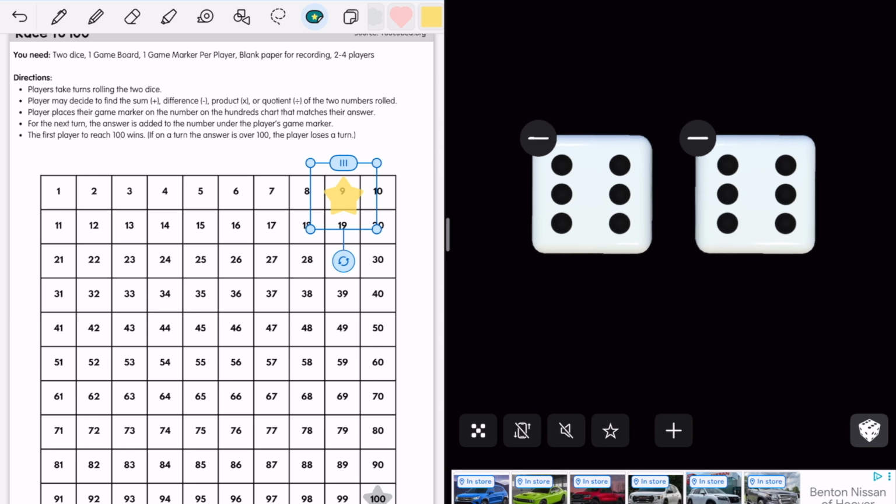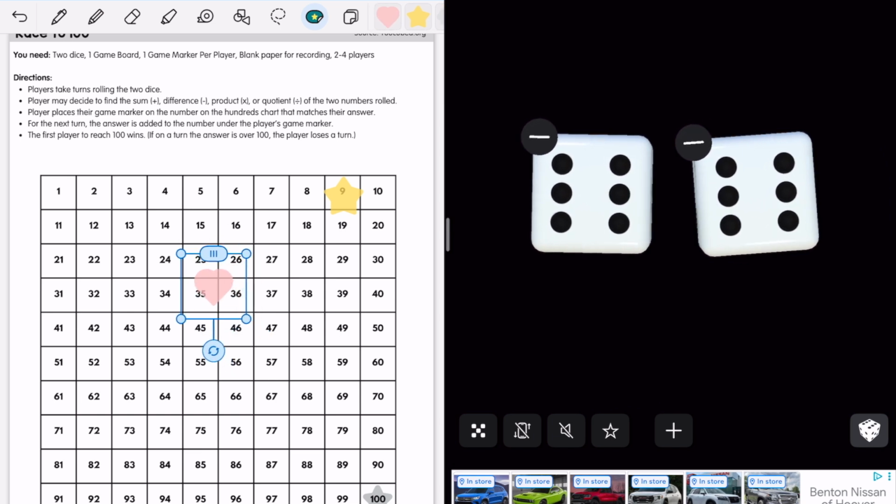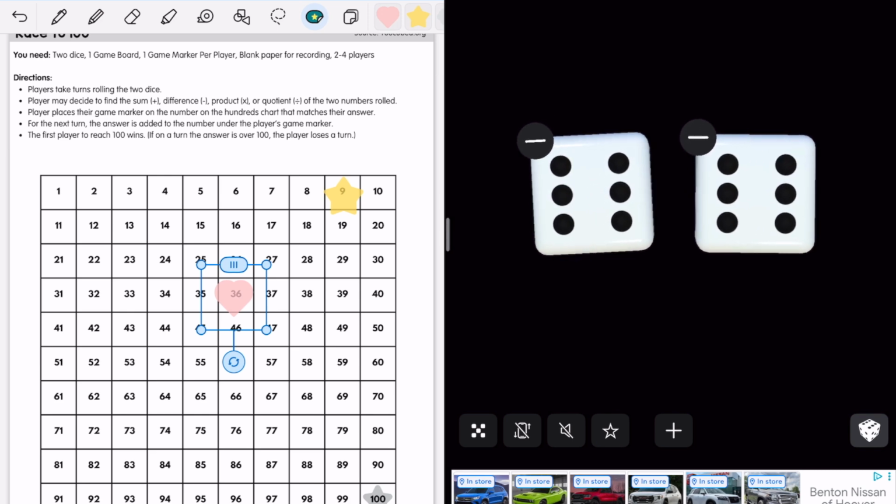The difference would get me to nothing. And the quotient would only get me to 1. So multiplying these to get a total of 36 would be the best idea. So then the second player places their game marker on the board.